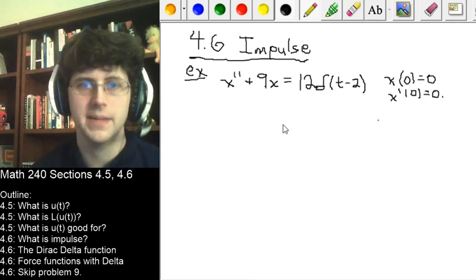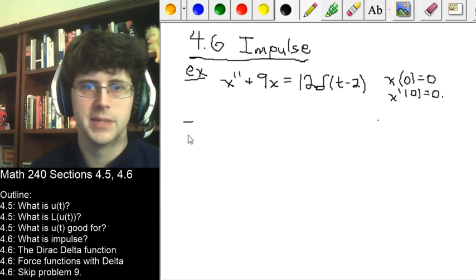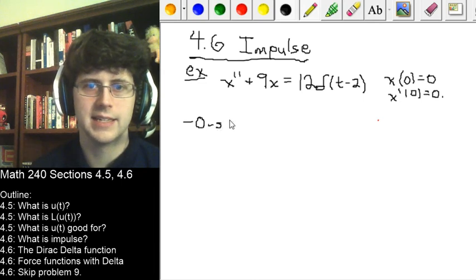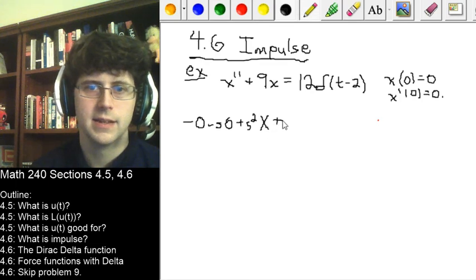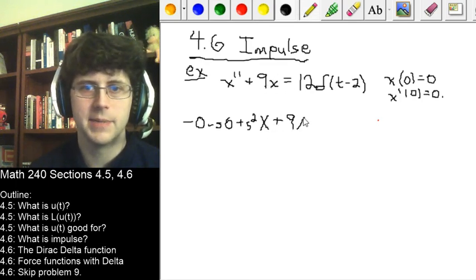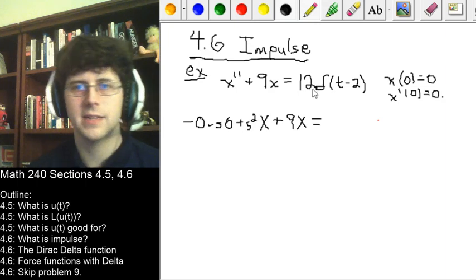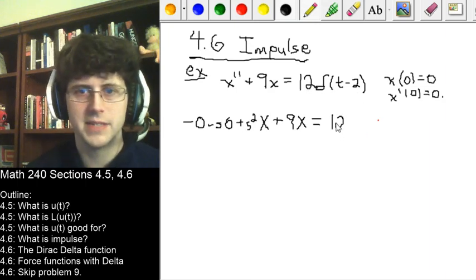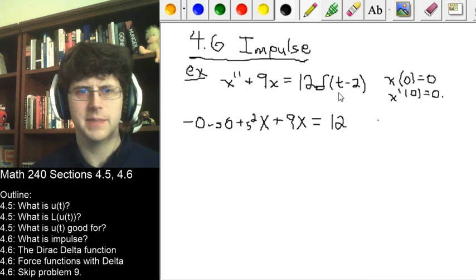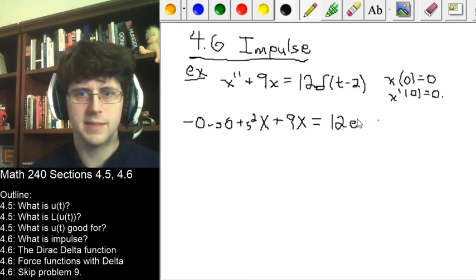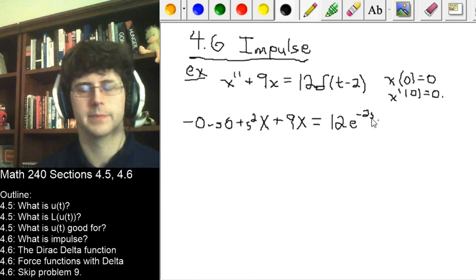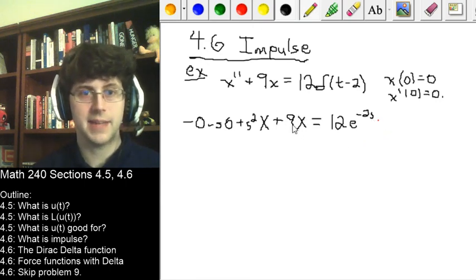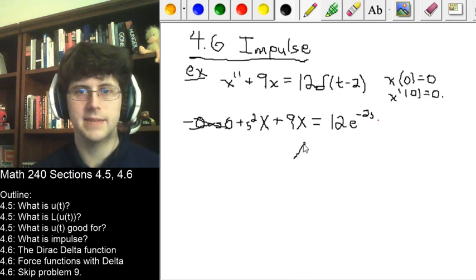We'll just Laplace everything. To Laplace x double prime, we get minus some initial conditions, minus s times the other initial condition, plus s squared capital X. Then Laplace of 9x is 9 capital X. Laplace of 12 times a function, the 12 is going to survive. And then delta of t minus 2, its Laplace transform is just e to the minus 2s. To solve for capital X, that initial condition stuff is all 0, and we divide both sides by s squared plus 9.